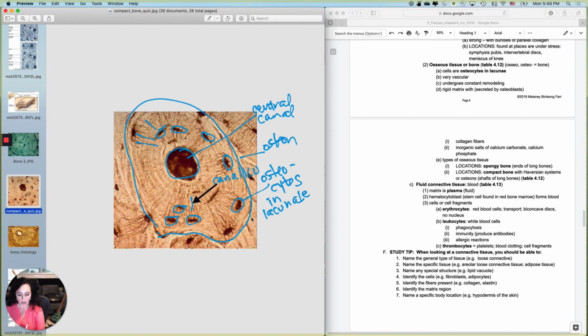Canaliculi. I'm going to write it in black for you so that you can see it a little better. Canaliculi. That is Latin for a little canal. Canaliculus is singular and canaliculi is plural. You have to know all of these structures for both lecture and lab. So this is really one of the more complicated slides that you learn.